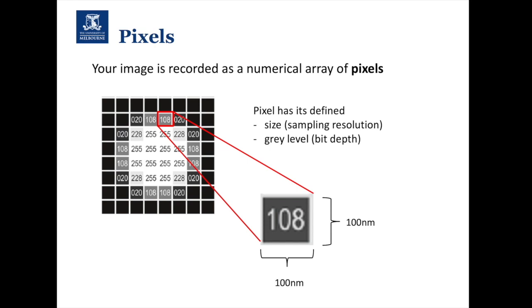Each pixel has two different characteristics defined. First is its size, or its equivalent size in the image. In this example, you can see that the pixel has a size of 100 nanometers. And we also have a gray level, which is our intensity value. In this case, we have an intensity value of 108. So the two characteristics we're looking at here are sampling resolution and also bit depth.